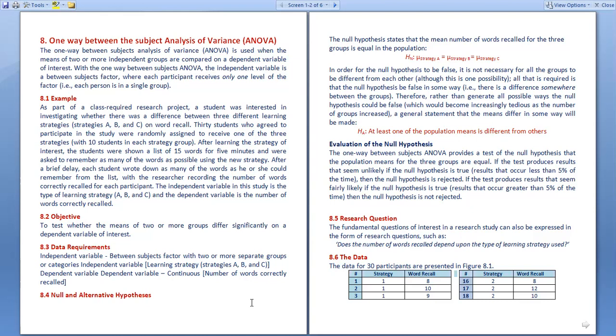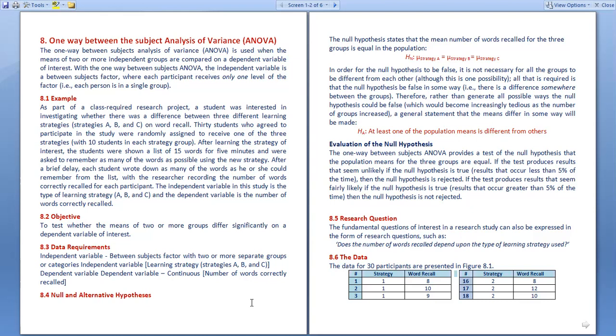Now coming to null and alternate hypothesis. Null hypothesis assumes that the mean of each of the categories of independent variable is same or similar. There is not much of difference as far as the recall level of students either going for strategy A, strategy B, or strategy C of learning is concerned.